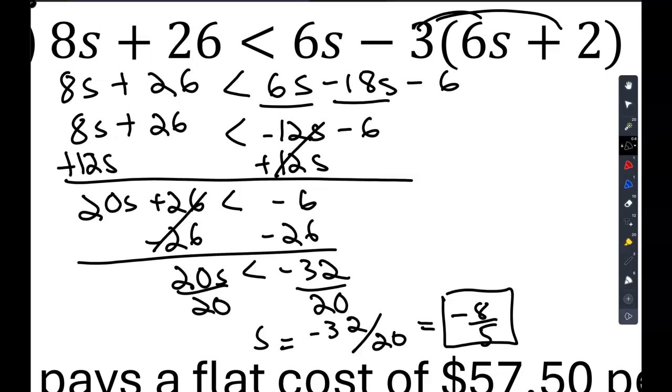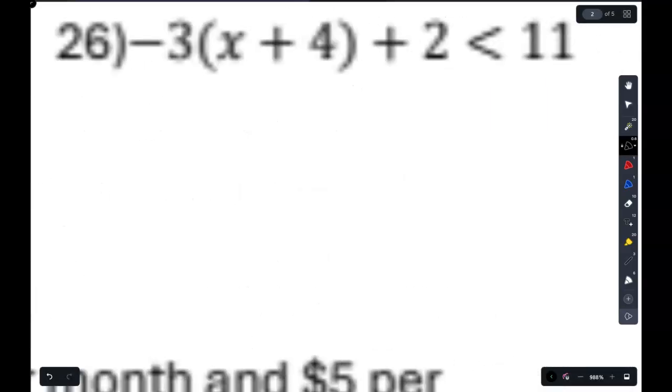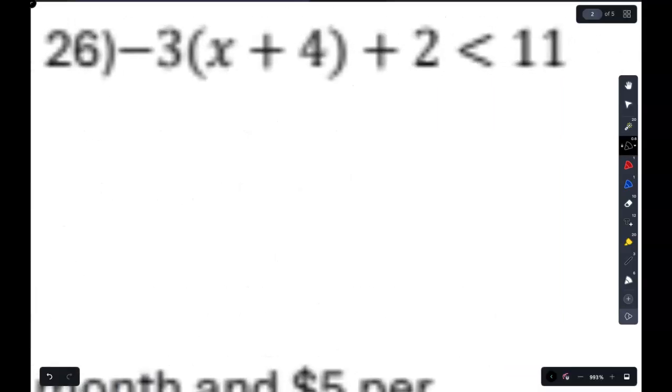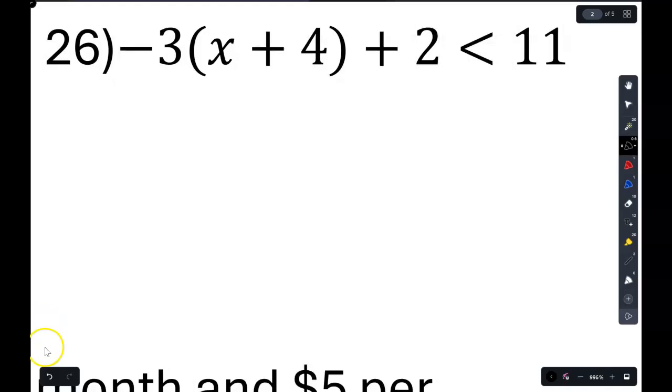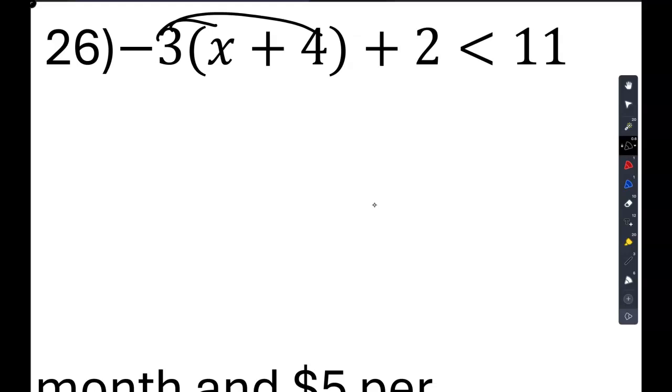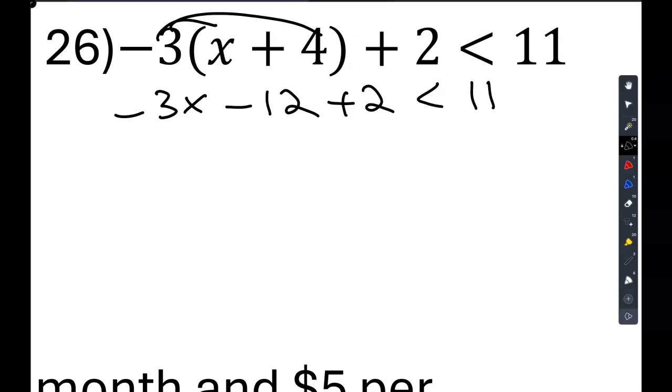All right, let's take a look at this next inequality problem. All right, we're going to distribute. We got negative times a positive is a negative. 3 times 1 is 3. Bring the x. Negative times a positive is a negative. 3 times 4 is 12. Plus 2 less than 11.